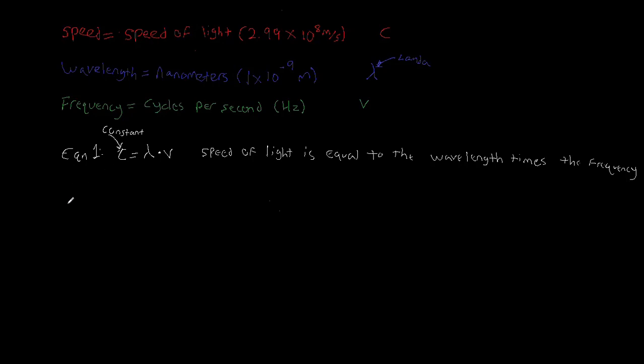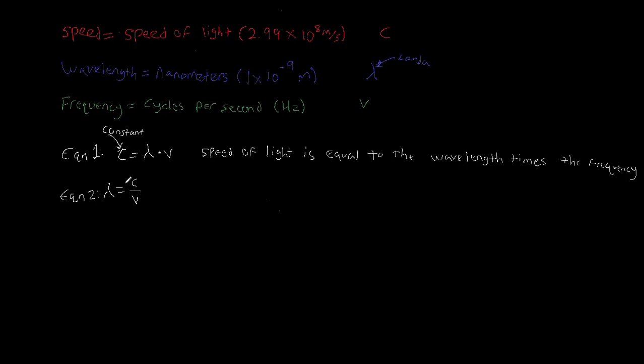So we can do some rearranging here, and we can specifically rearrange into two other important equations. So equation 2, we can solve for wavelength, right? We can solve for lambda here. And so to do this, we simply divide both sides by frequency. To make lambda the subject of our equation, we divide both sides by frequency. So we get C over V.